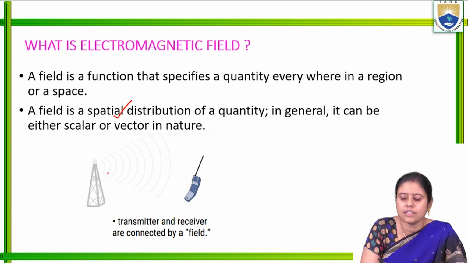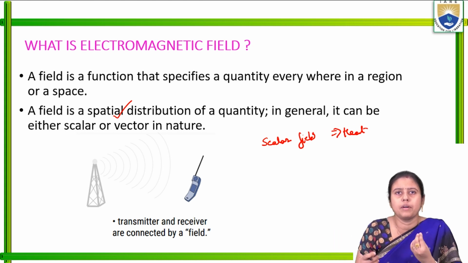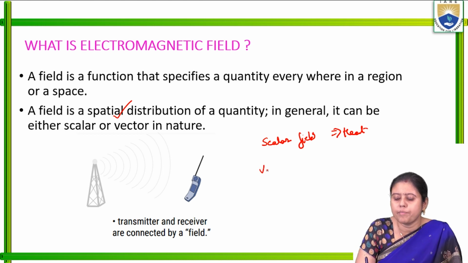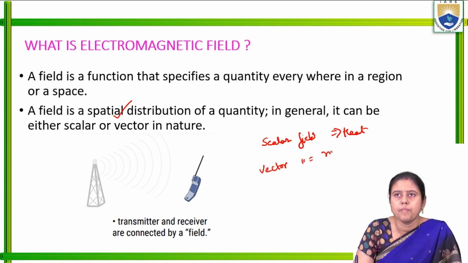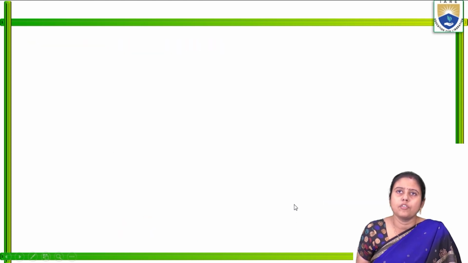An example of the scalar field is heat or temperature. If we keep something in an area, we can feel the heat. So this is the field. And what is the vector field? Vector field is the electrostatic field, magnetic field, because it has certain direction. So field is basically in the electromagnetic field.